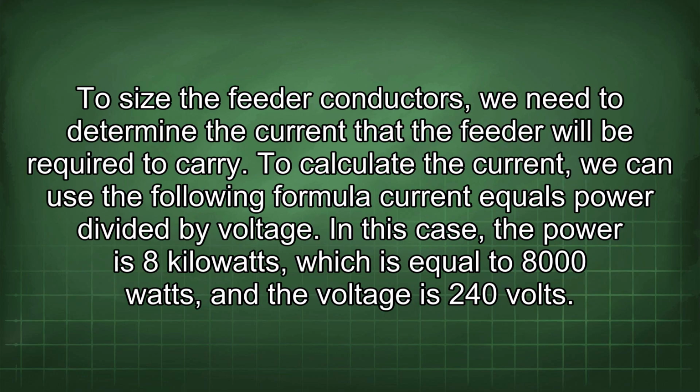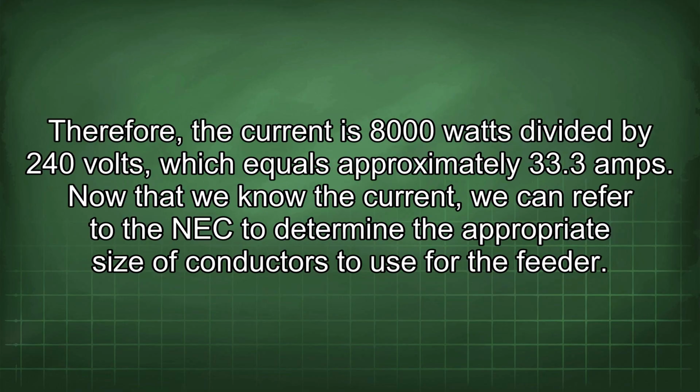To size the feeder conductors, we need to determine the current that the feeder will be required to carry. To calculate the current, we can use the following formula: current equals power divided by voltage. In this case, the power is 8 kilowatts, which is equal to 8,000 watts, and the voltage is 240 volts. Therefore, the current is 8,000 watts divided by 240 volts, which equals approximately 33.3 amps.